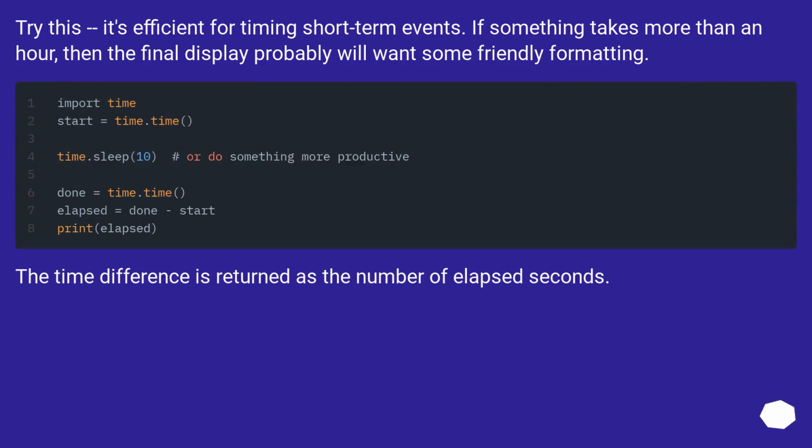Try this, it's efficient for timing short-term events. If something takes more than an hour, then the final display probably will want some friendly formatting. The time difference is returned as the number of elapsed seconds.